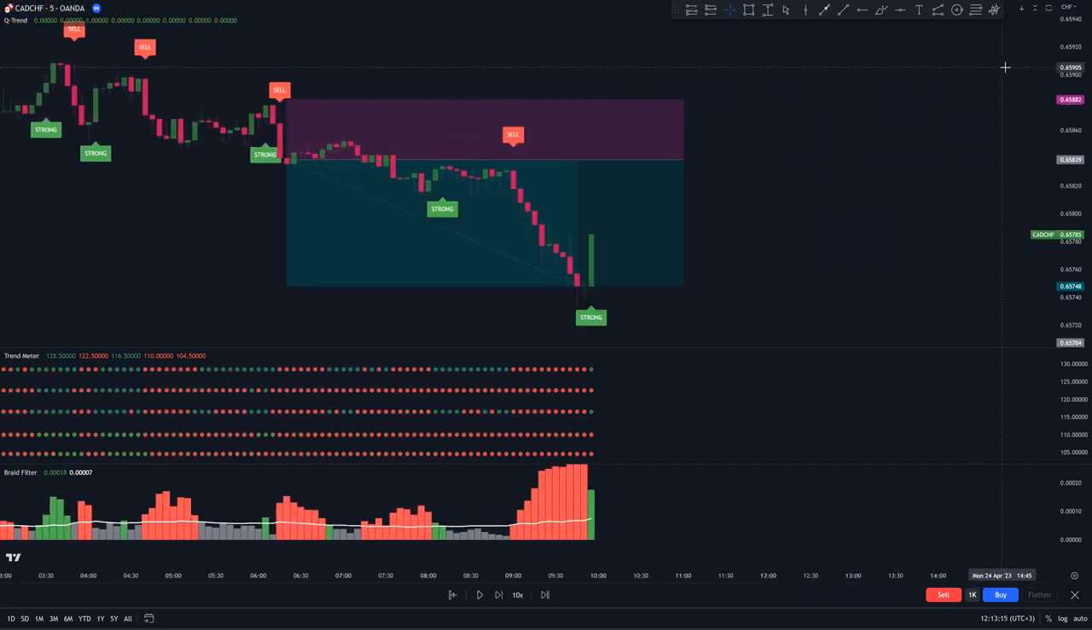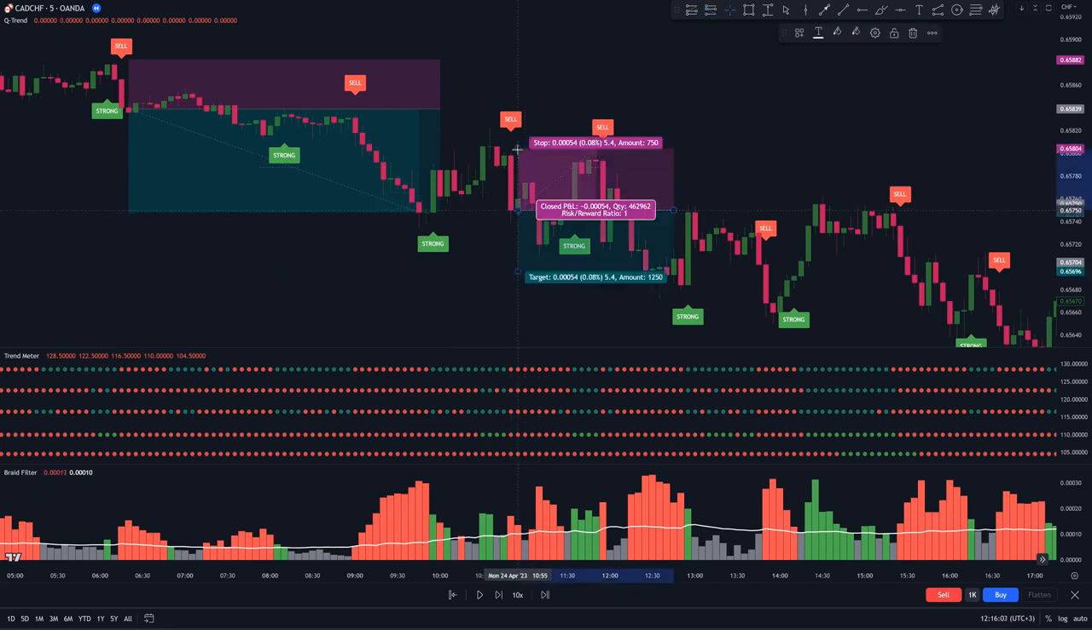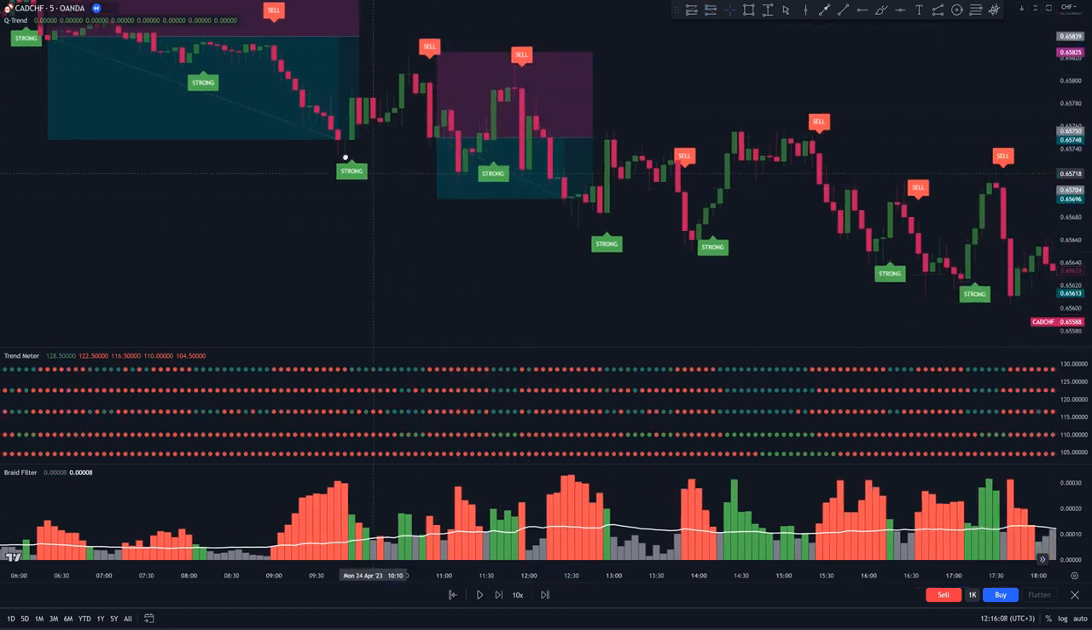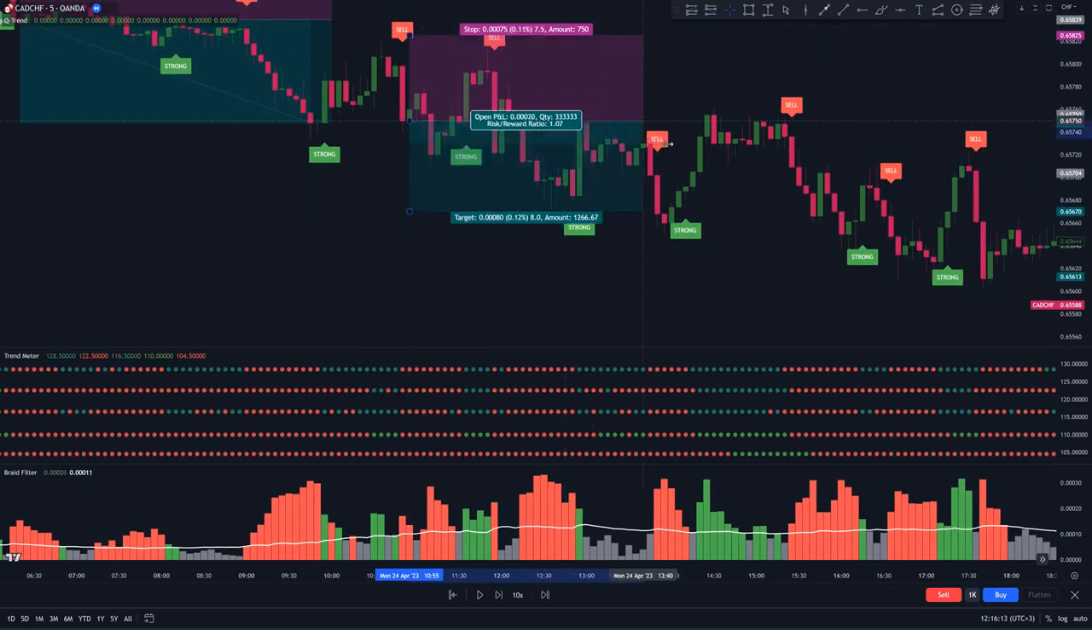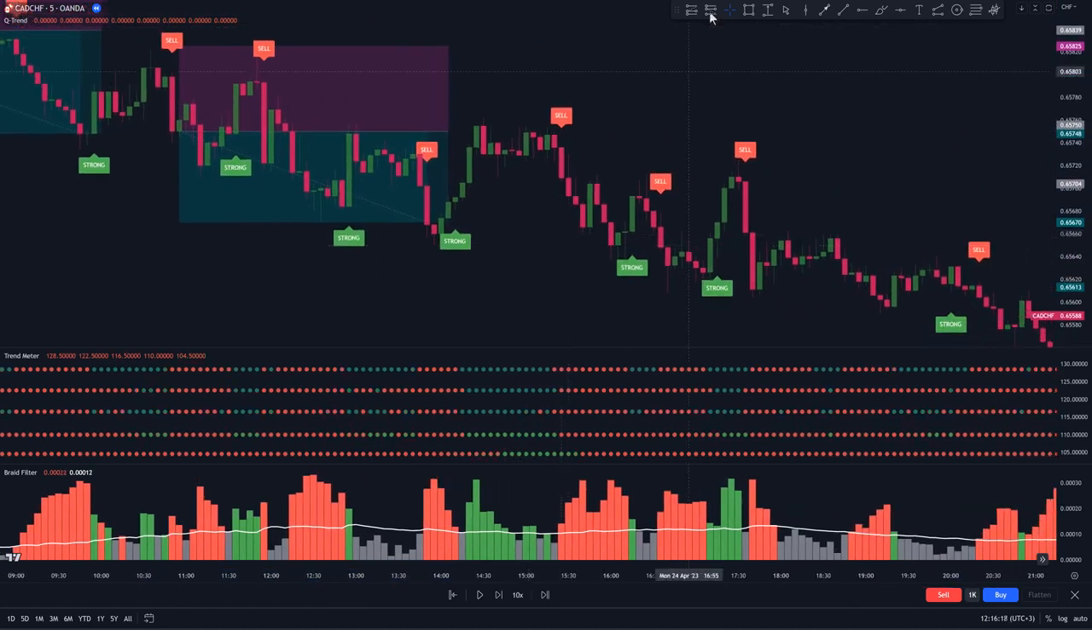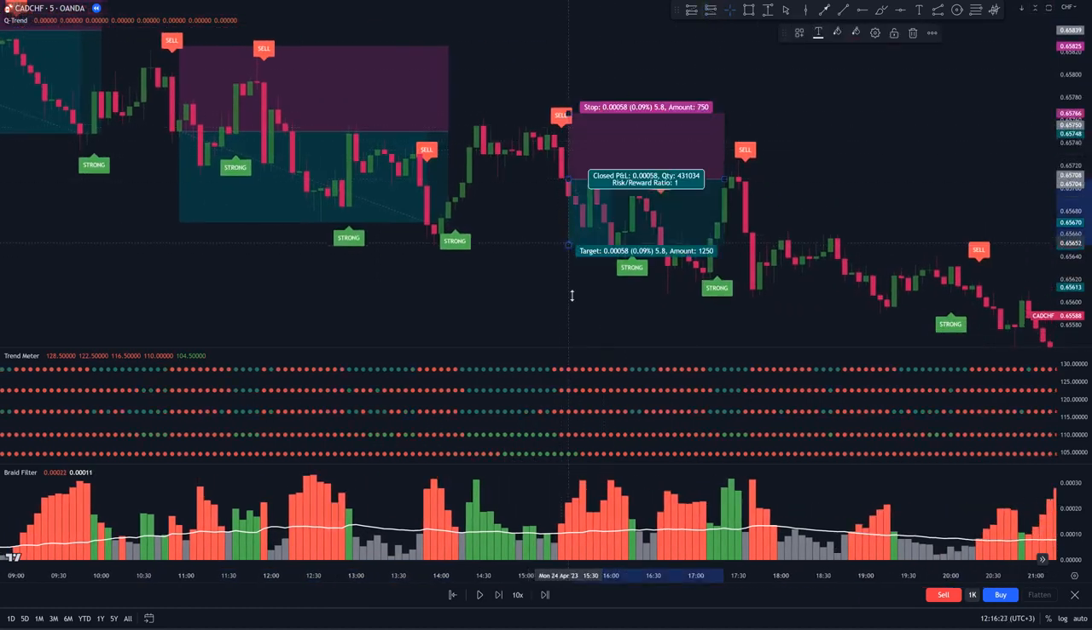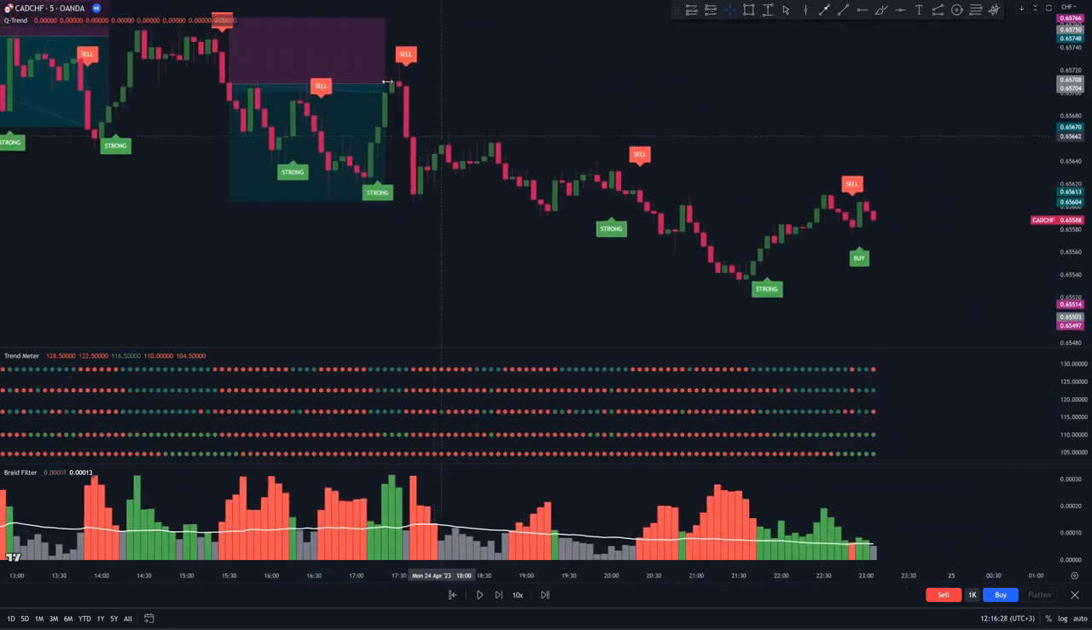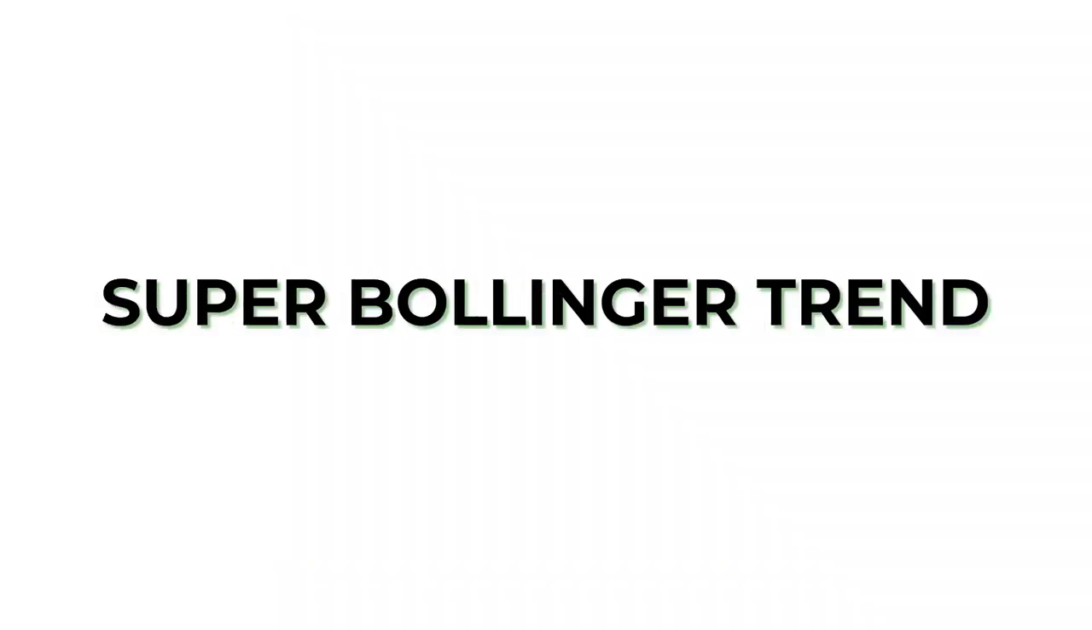So as you can see, this is another really accurate buy and sell indicator. If used correctly, it can help remove subjectivity when it comes to spotting trade entries. Definitely recommended. Last but not least, in the third place, we have an indicator called Super Bollinger Trend.